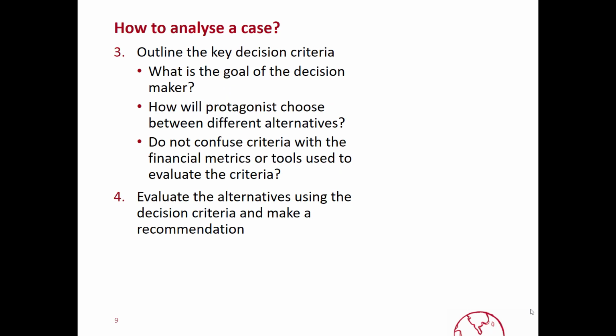Third, you need to outline the criteria which the decision maker will use when judging between these alternatives. By criteria, I mean, what are your goals? What is your objective as the decision maker? Are you trying to maximize profit? Are you trying to minimize turnover of employees? Are you trying to win a customer? You need to think about what the criteria are when judging between your different alternatives.